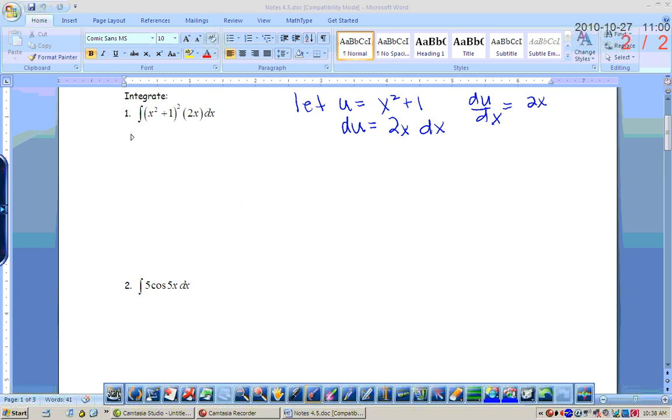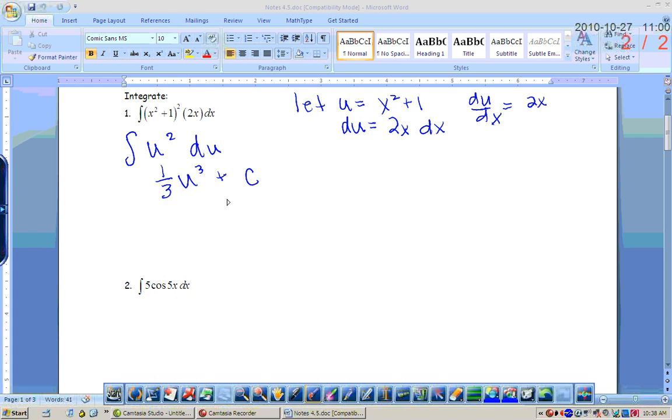All right, so now we're going to substitute. The x squared plus 1, I let be u. And that needs to be raised to the second power. Well, conveniently enough, what does 2x dx equal? du. So now, whoa, I have an integral that's completely in terms of u, and that's the goal. So what is the integral of u squared? 1/3 u cubed plus c.